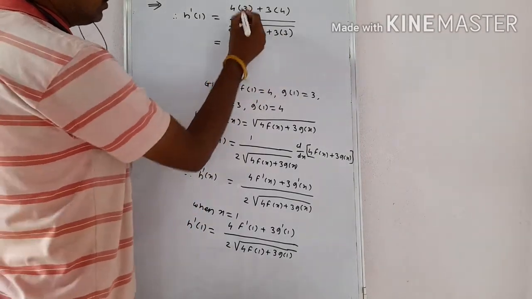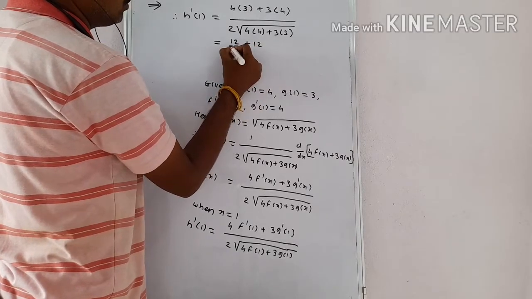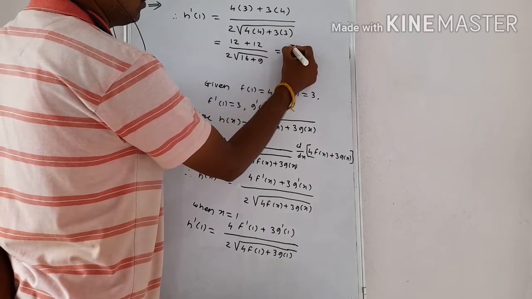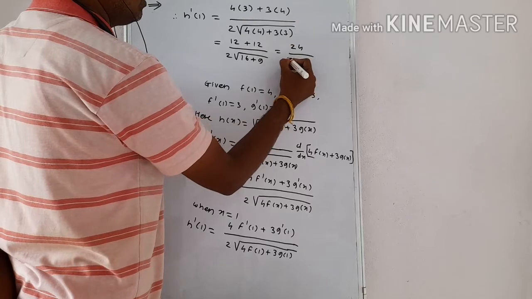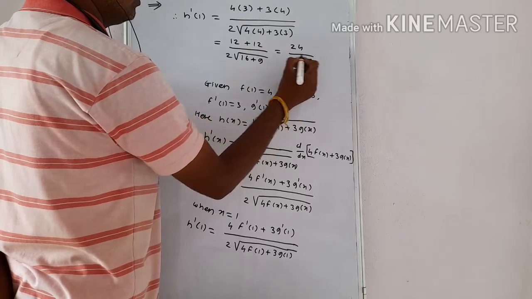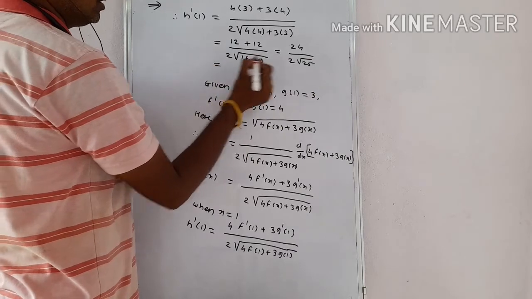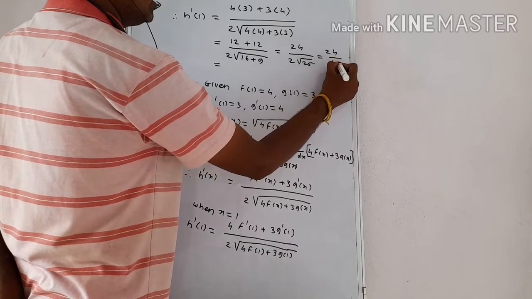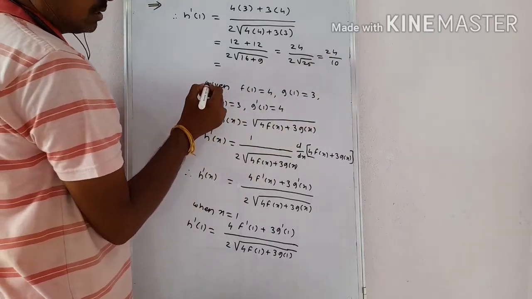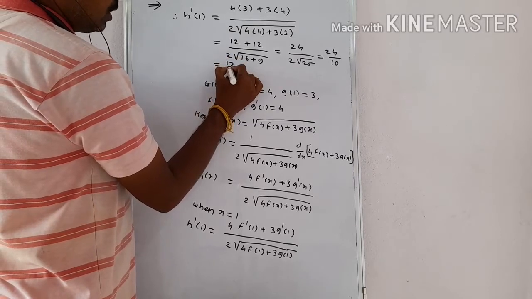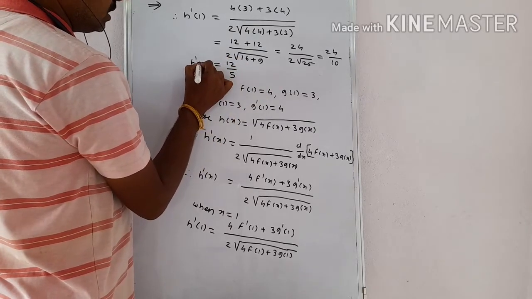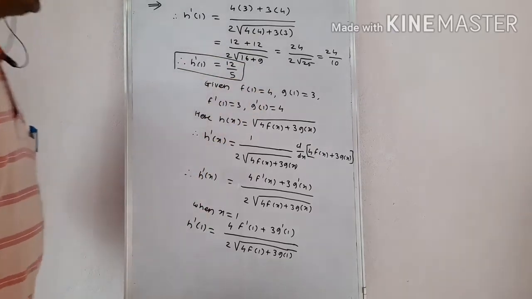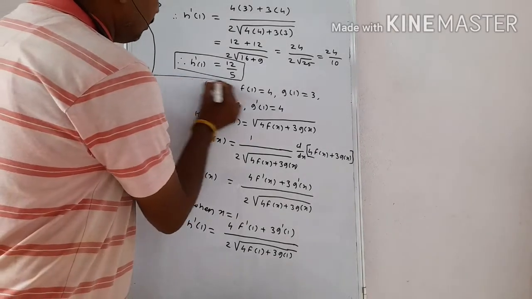Now here 4 into 3 is 12 plus 3 into 4 is 12, divided by 2 into the root sign 16 plus 9. Therefore 12 plus 12 is 24, divided by 2 into the root sign 25. Therefore we get 24 divided by the square root of 25, which is 5. 5 into 2 is 10. Therefore after taking the division we get 12 divided by 5. This is the value of h dash of 1, and it is the solution for this example.